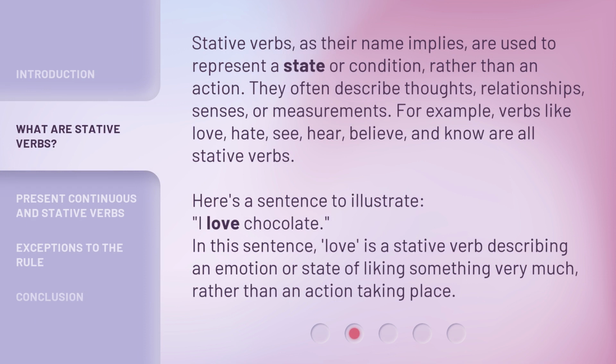Stative verbs, as their name implies, are used to represent a state or condition, rather than an action. They often describe thoughts, relationships, senses, or measurements. For example, verbs like love, hate, see, hear, believe, and know are all stative verbs.